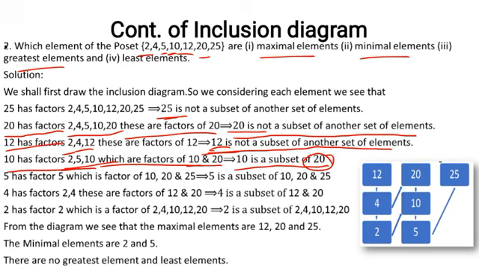Okay. Next, we're through with 10, is 5. Let's look at 5. What are the factors of 5?